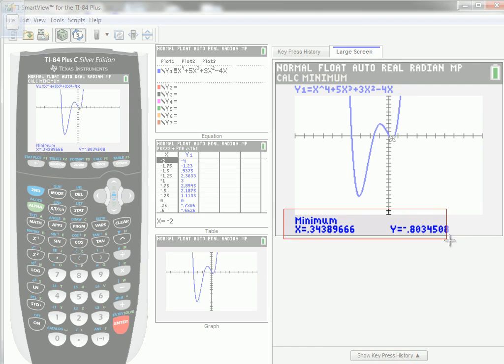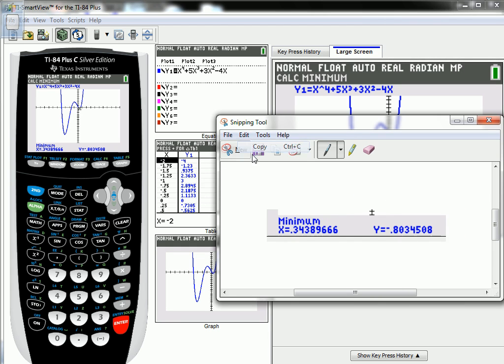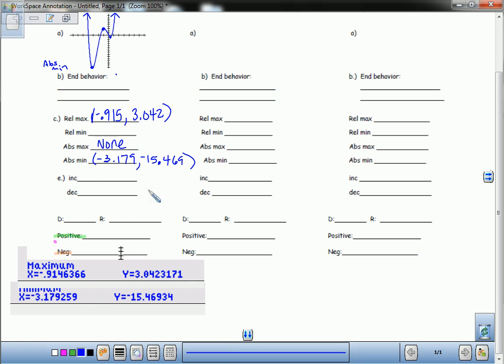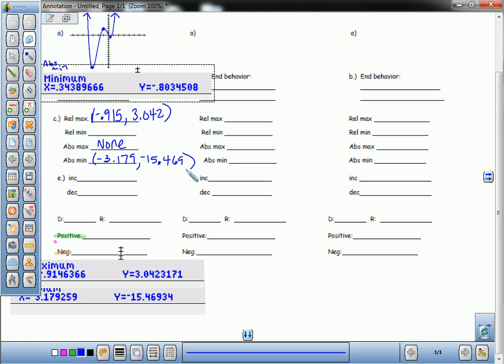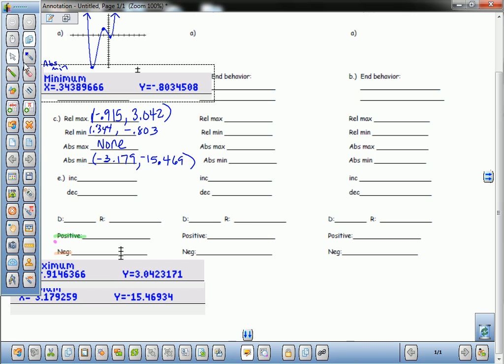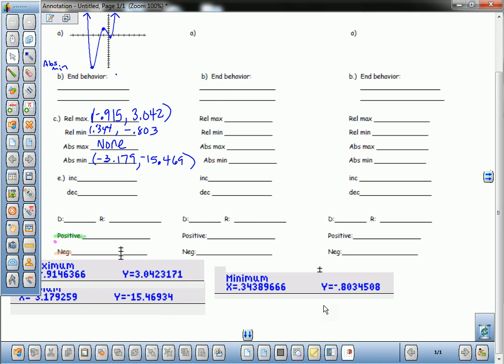So I'm going to snip it and move it into our notes. Okay, so this min is the point 0.344, comma, negative 0.803. Got it. So that's everything we need.